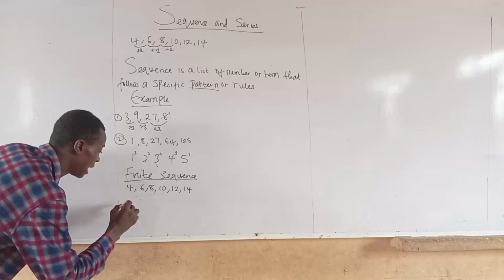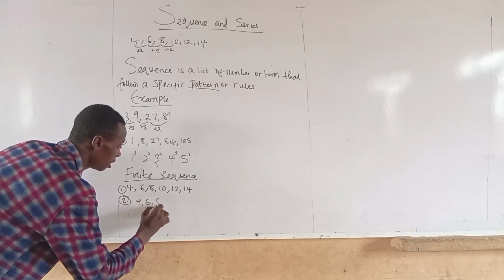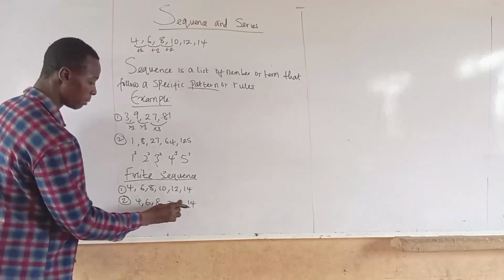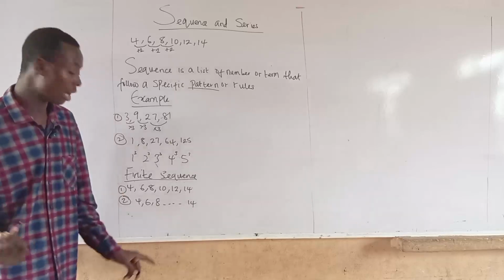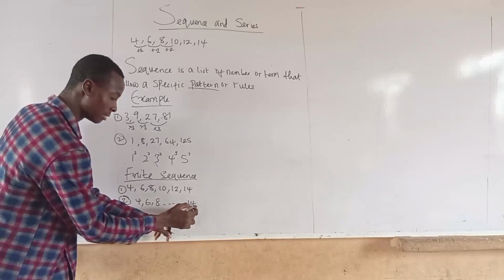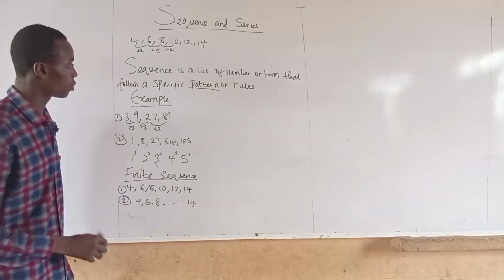They can also write it like this. Let's say they can write 4, 6, 8, dot, dot, dot, and 14. That means we have numbers between this place. We have 10 and 12 there. They don't want to waste time writing the numbers. They just move to 14. So this is the ending. 14 is the ending. So this is an example of a finite sequence.